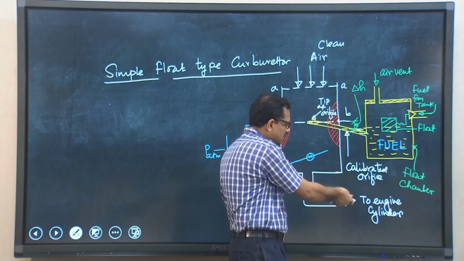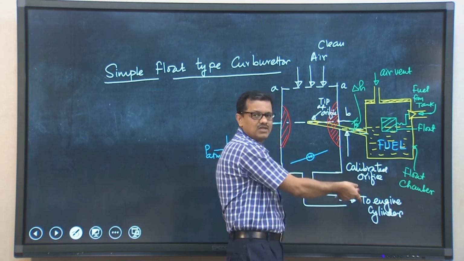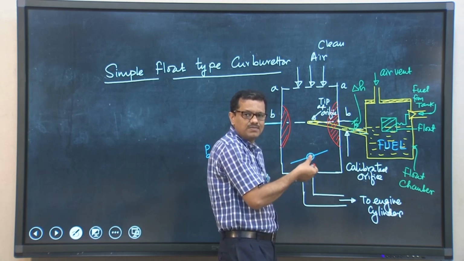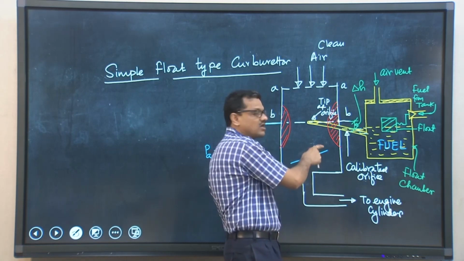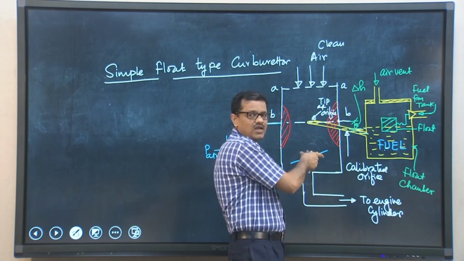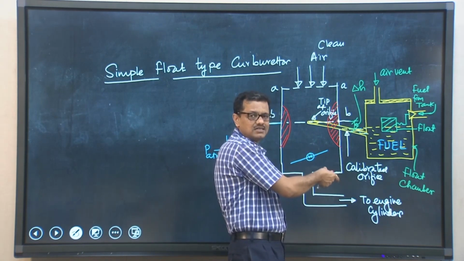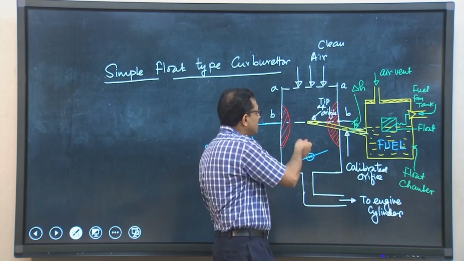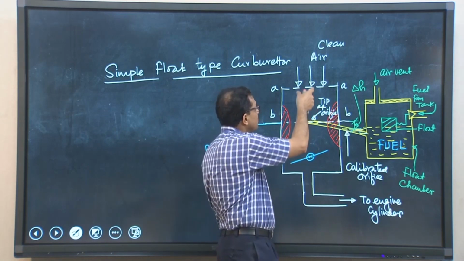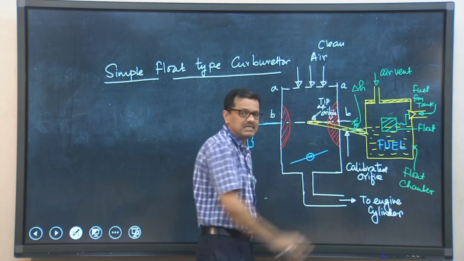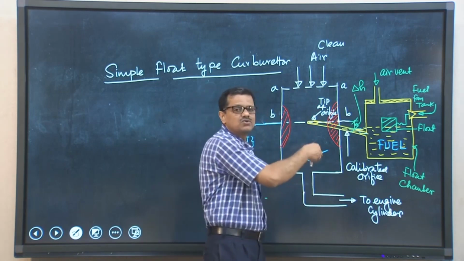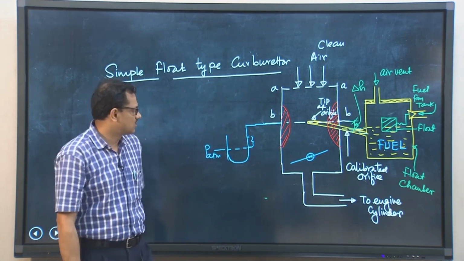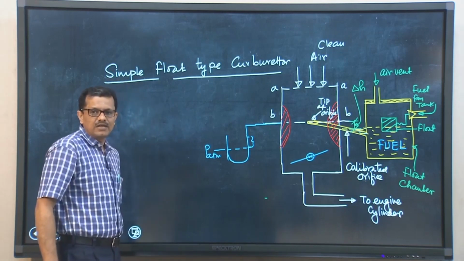Maybe this manifold is connected to the engine cylinder. When the piston comes from TDC to BDC, we are creating a pressure drop inside the engine cylinder, provided the throttle valve is fully open. If the throttle valve is not fully open, though we are creating a pressure difference inside the cylinder by bringing the piston from TDC to BDC, that pressure difference will not be felt by the air which flows from the air cleaner through the venturi towards the engine cylinder. That is given to meter the amount of fuel air mixture supplied to the engine depending on the load. So, this is all about the simple float type carburetor.